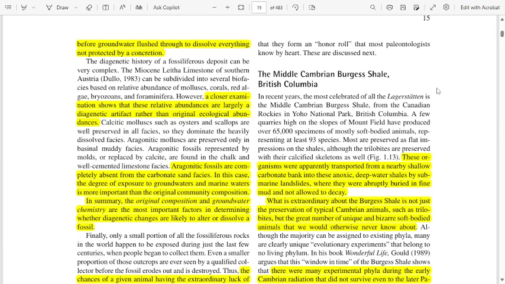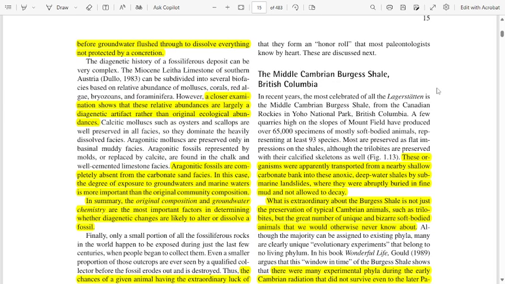The Miocene Leithakalk limestone of southern Austria, Dullo, 1983, can be subdivided into several biofacies based on relative abundances of mollusks, corals, red algae, bryozoans, and foraminifera. However, a closer examination shows that these relative abundances are largely a diagenetic artifact rather than original ecological abundances. Calcitic mollusks such as oysters and scallops are well preserved in all facies, so they dominate the heavily dissolved facies.